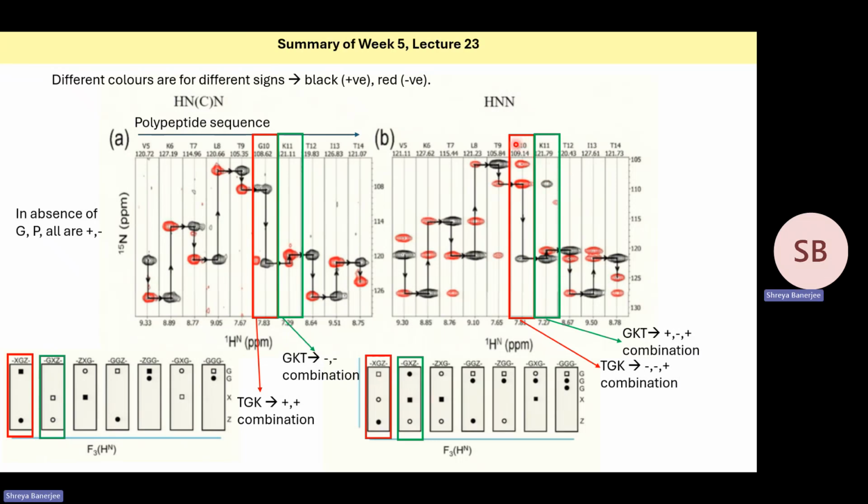So the moment you go from the red rectangle, that is TGK, to the green rectangle, that is GKT, you are moving from glycine in the middle to glycine in the first position. The signs will just reverse. In the first case, you had 2 red and 1 black. In this case, you have 2 black and 1 red. So the moment the signs reverse like this in 2 consecutive residues, you will know that there is the presence of a glycine. Again, this is how glycine stands out from all the other amino acids.